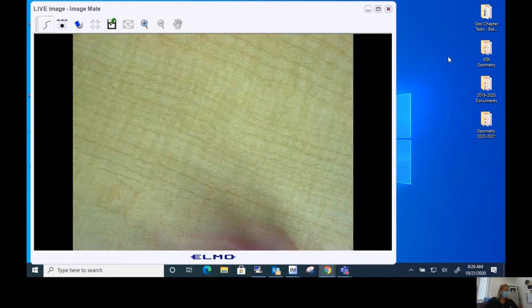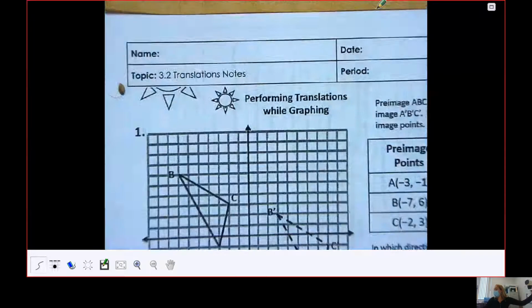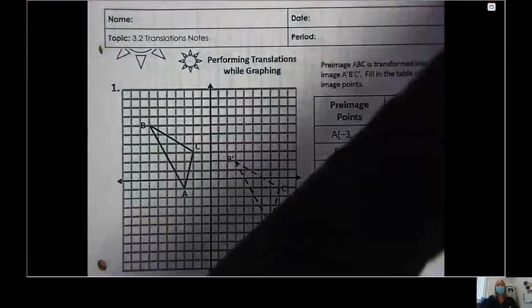So you should have grabbed from the back a notes page. Go ahead and put your name on it. And today's date, it is the 21st.